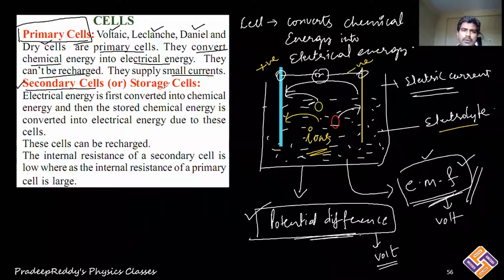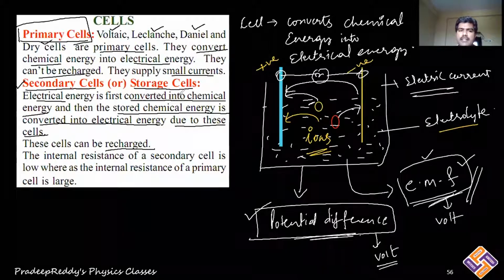Secondary cells are also called storage cells. In a storage cell, electrical energy is first converted into chemical energy, and then the stored chemical energy is converted into electrical energy. So these are called rechargeable cells. The cells we use in inverters, mobile phones, and laptops all come under secondary cells.